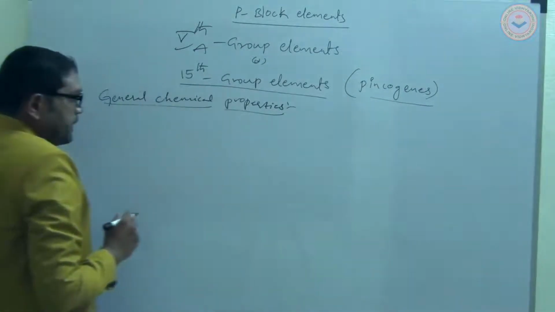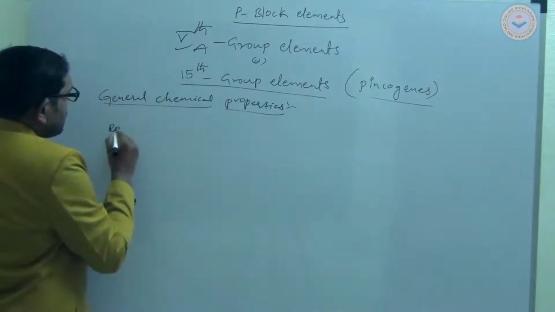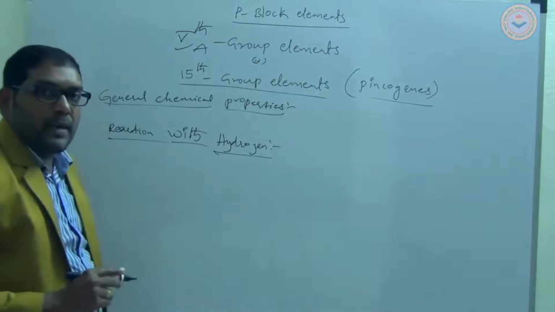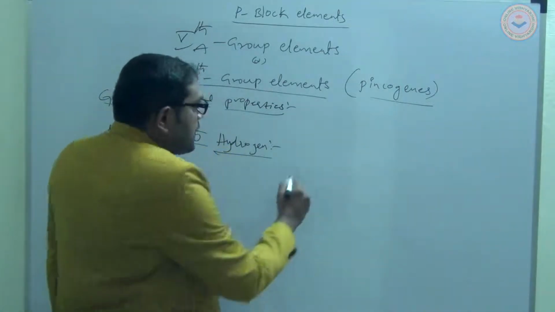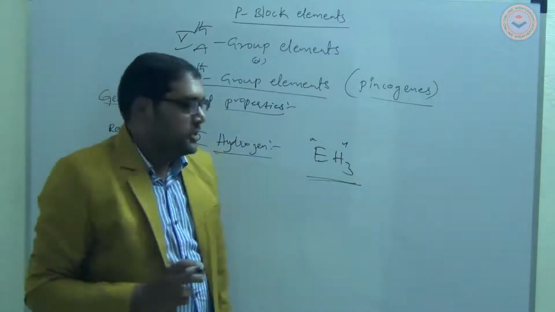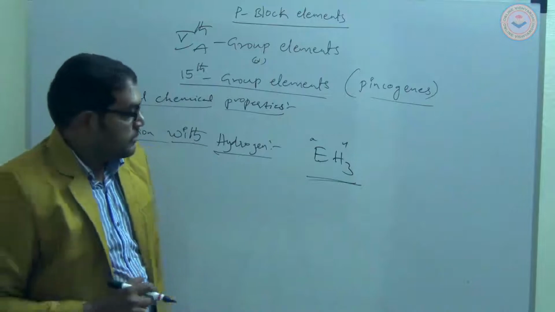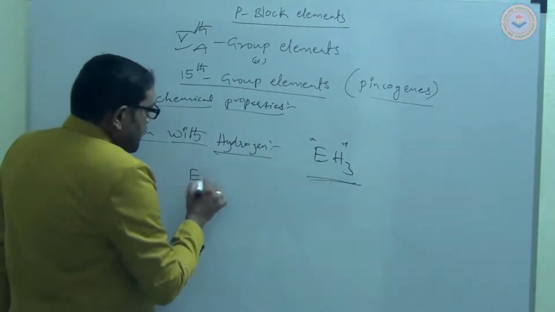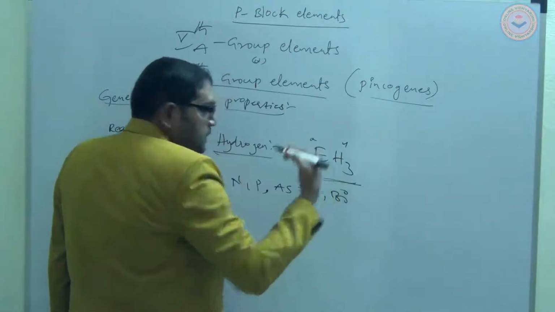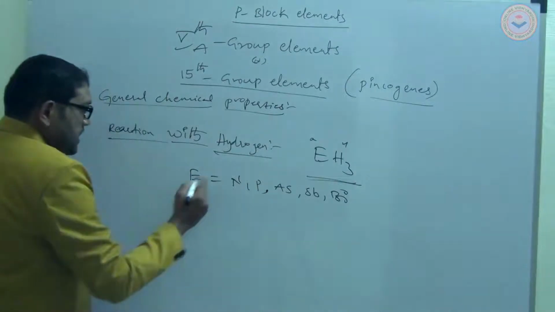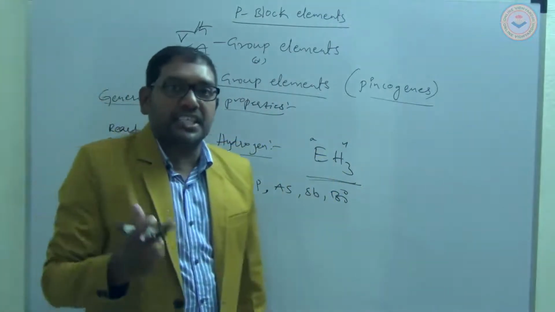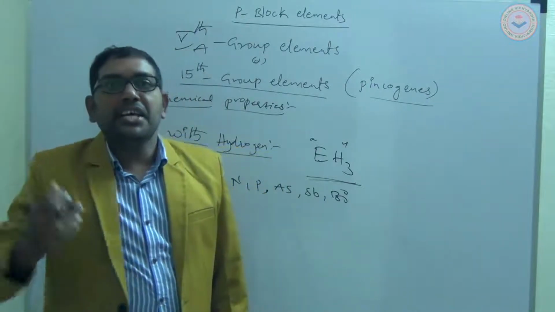Next, in general chemical properties, the next one is reaction with hydrogen. 15th group elements react with hydrogen to form EH3 type hydrides. In these hydrides, E is any 15th group element: nitrogen, phosphorus, arsenic, antimony, bismuth. These hydrides act as reducing agents, and the reducing property from nitrogen to bismuth increases.